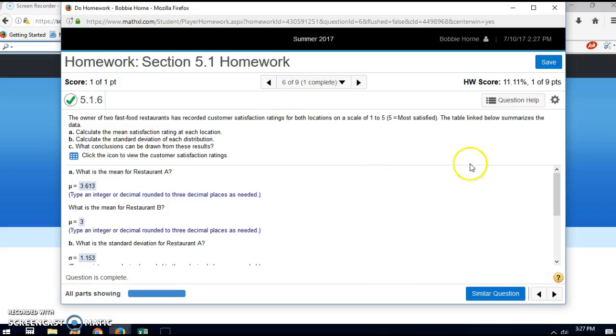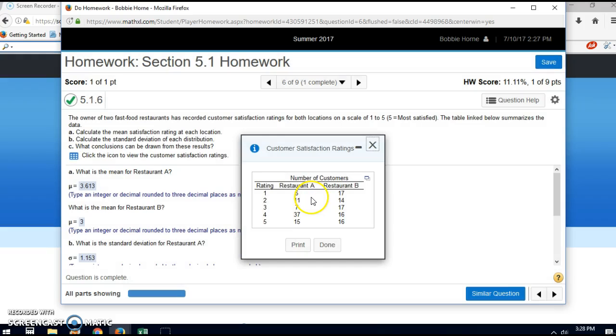Okay, we're going to look at 5.16. This is where you are given two restaurants with different ratings, and then you're given the number of customers. And what you want to do is set up an Excel spreadsheet to calculate the mean.